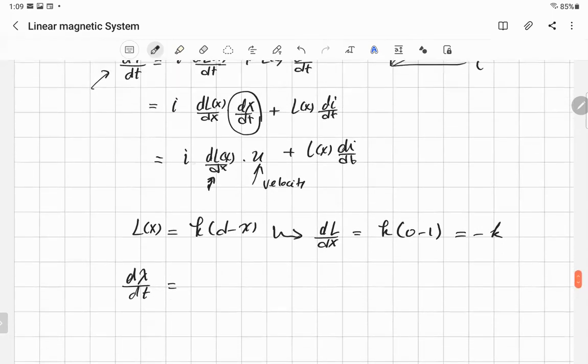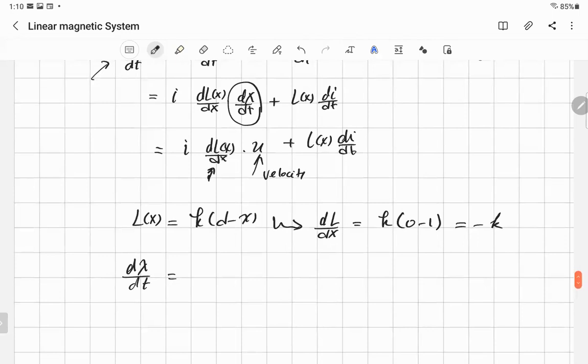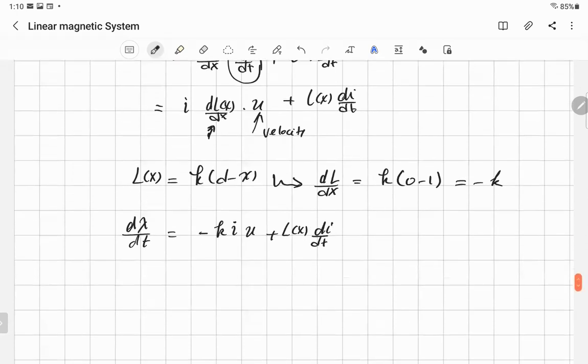So now I can write this relation: the differentiation of flux linkage with respect to time is equal to I dL by dx times U, and dL by dx we found equals minus K, so we have minus K I U plus L of X, and even though we know what L of X is, it's okay, di by dt. That will be the equation for d lambda by dt, which is the induced EMF.